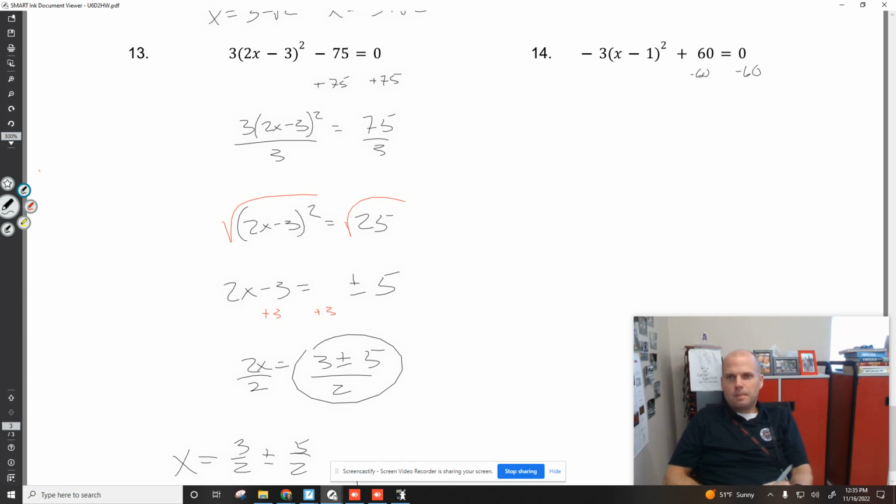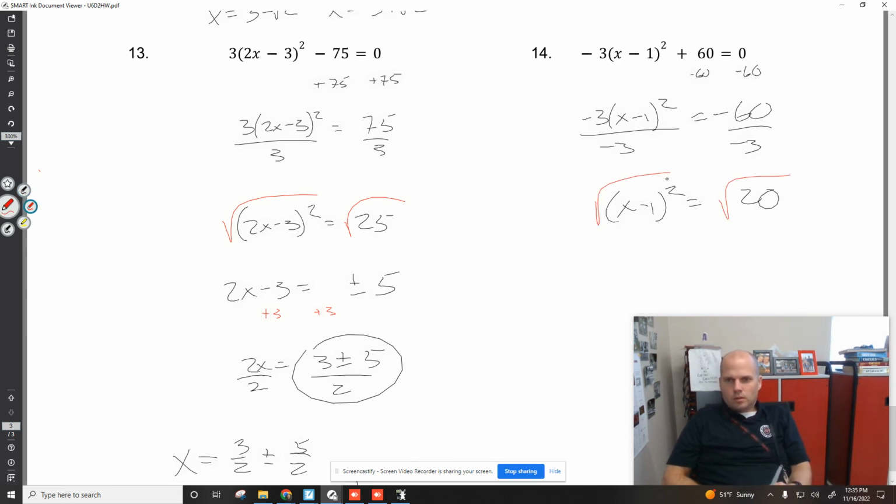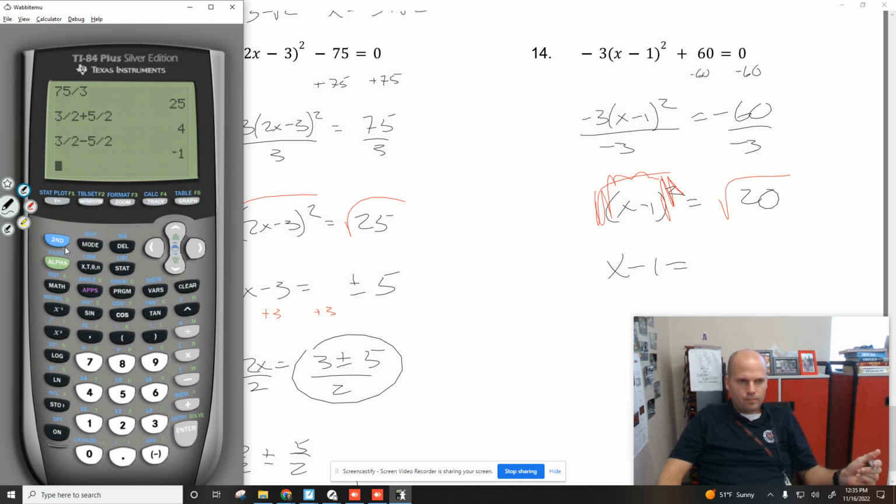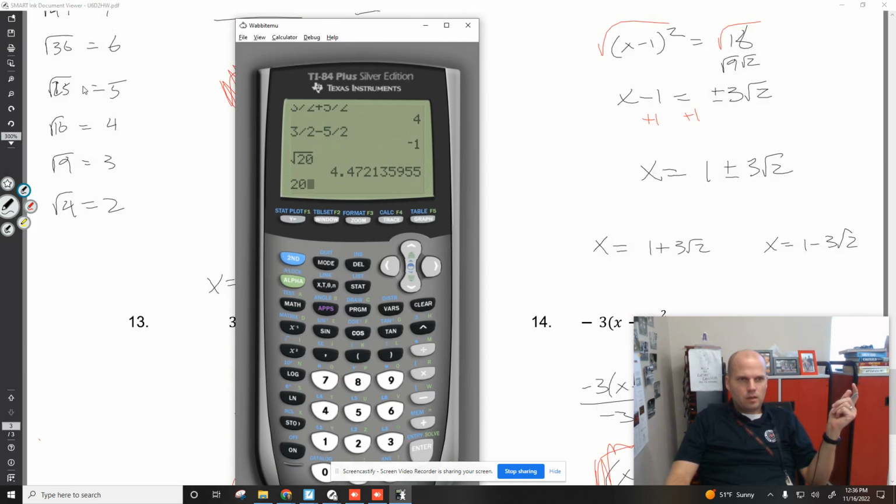Let's subtract 60. Let's divide by negative 3. Isolate the square. Square root both sides. Arch enemies fight to the death. They undo each other. They're gone. The square root of 20. Ugly. Try to simplify it. Divide it by 16. No, we know that's not going to work. Divide it by 9. We know that's not going to work.